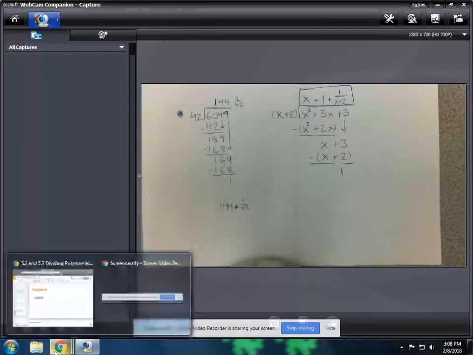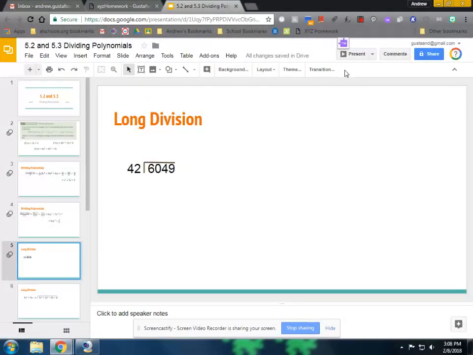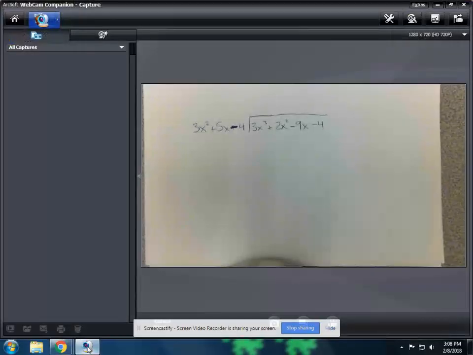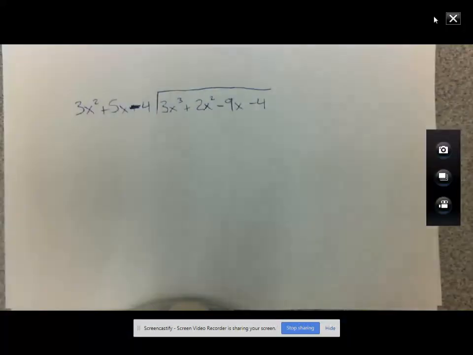Some of you are rolling your eyes. Let's try another one. Let's move over here to this one. This one looks longer, but I think we can handle it. Move over to my document camera again. Here we are. All right, here we go. Stretch. It's a bigger problem. I think we can do it.